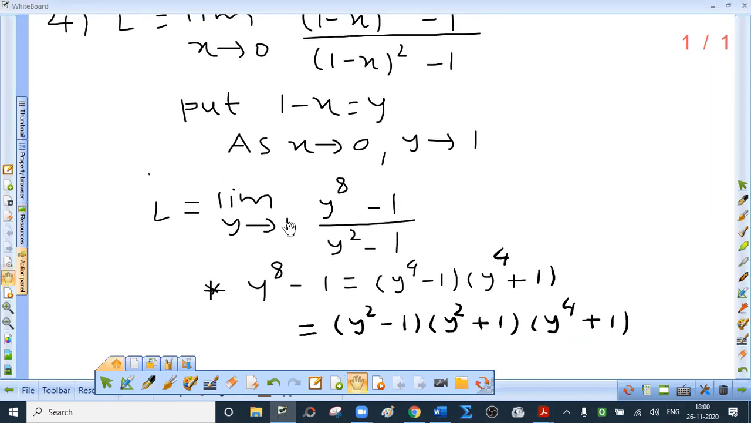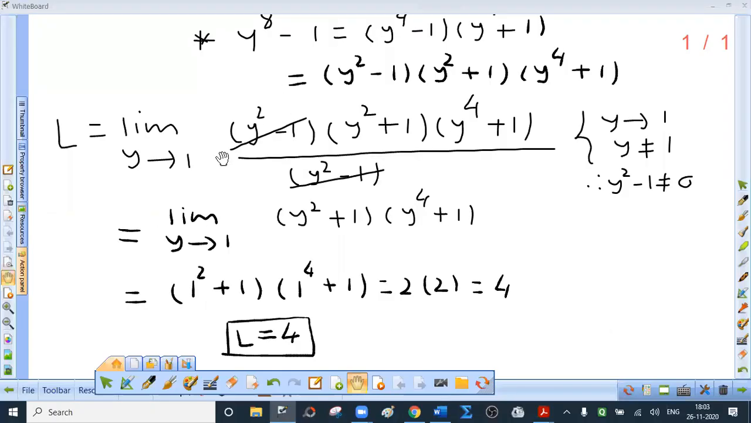Now you may say, can we divide numerator and denominator by y minus 1? Yes, absolutely right. And then in that case, you have to go for which result? Limit y tends to a, y raised to n minus a raised to n upon y minus a. But here I have used the factorization method. What are the factors of y raised to 8 minus 1? Y raised to 4 minus 1 into y raised to 4 plus 1. Again, factors of these are y square minus 1, y square plus 1. This as it is. Substitute this in the numerator. You will notice that y square minus 1 gets cancelled. This was giving 0 by 0 form, right? So cancel it and then take the limit.